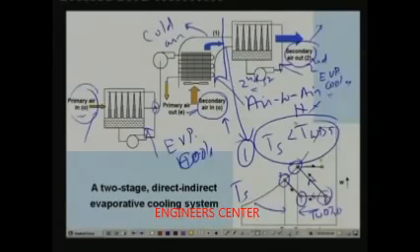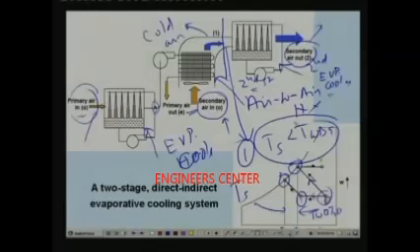One can also think of other schemes. One can also go for 3 stage, direct, indirect, direct, or direct, direct, indirect, like that several schemes are possible. So, using these multi stage schemes, you can achieve temperatures which are much lower than the wet bulb temperature of the incoming air.